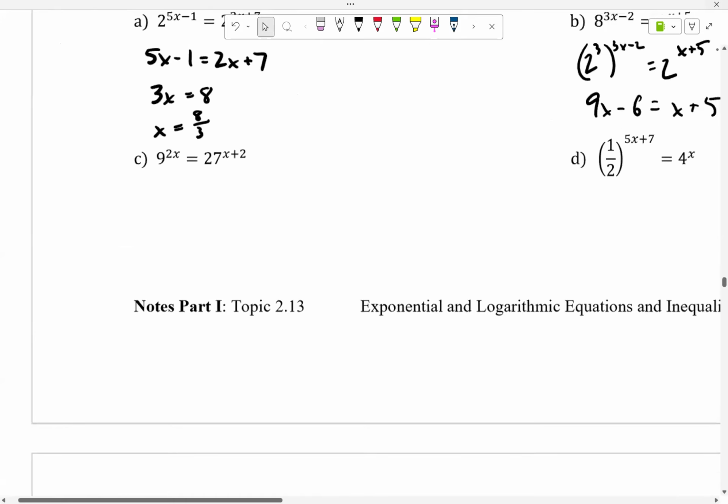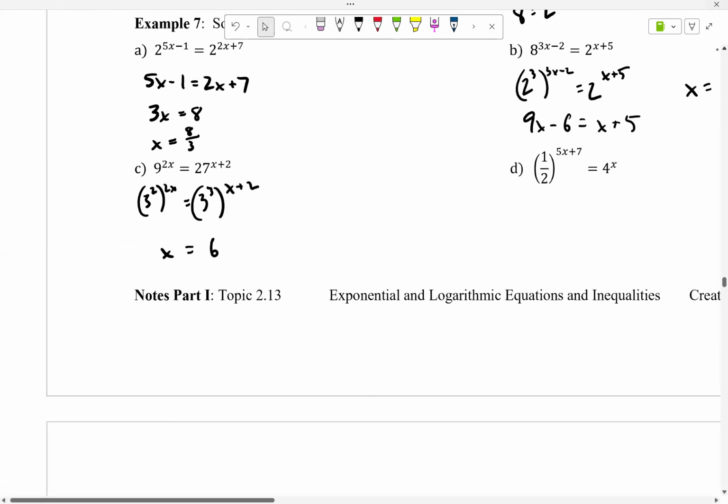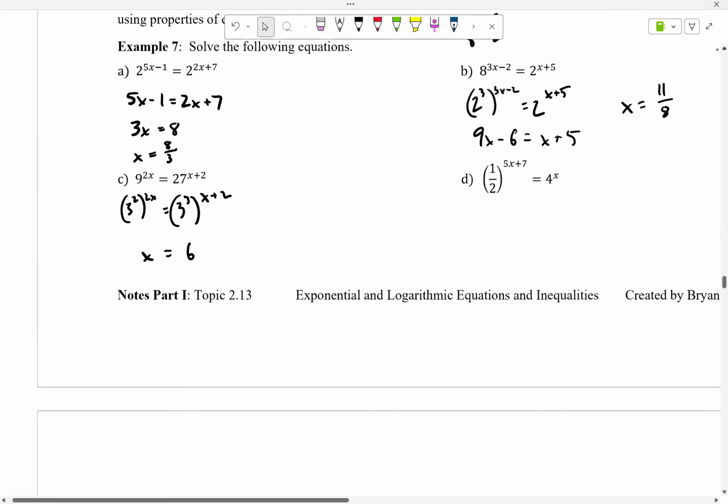Connor, what did you do for C? I did a similar thing. I did 3 to the 2 times 2x. 3 to the 3 times x plus 3. And can you tell us what the final answer is? 6? Okay, do we agree? Nice, thank you.